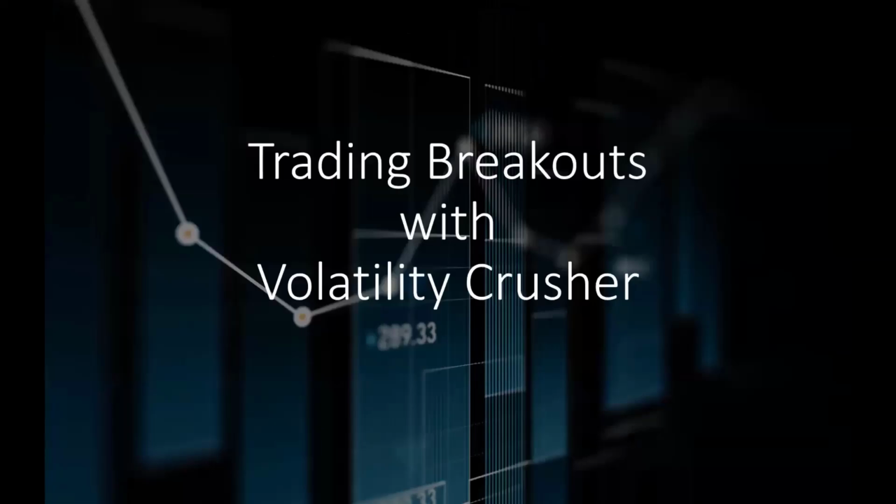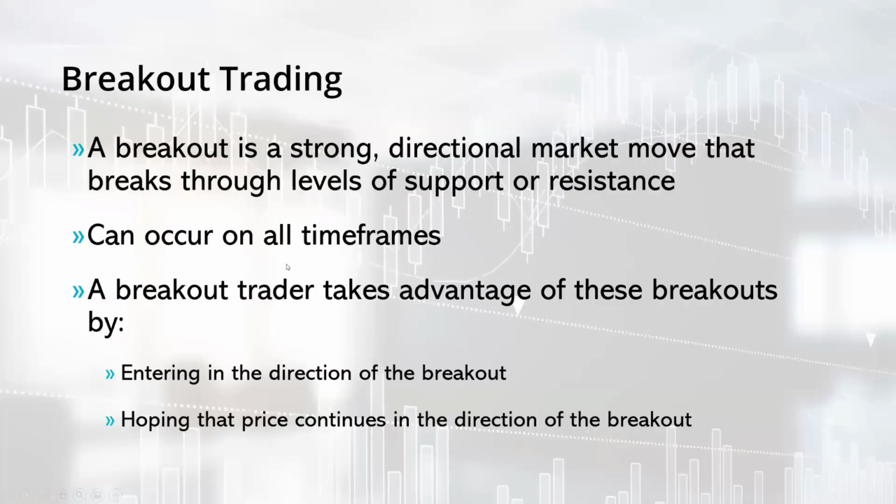Now let's talk about the main topic of today, which is how to trade breakouts. And in particular, how to trade breakouts with our Volatility Crusher indicator. So let's first of all cover what is a breakout. Typically, when somebody talks about a breakout, it is meant to be a strong directional move in the market, which typically breaks through some levels of support or resistance. So if it's a breakout to the upside, the move will typically go through a level of resistance, or if it's a break to the downside, it powers through a level of support.